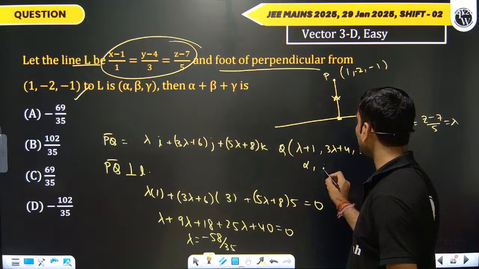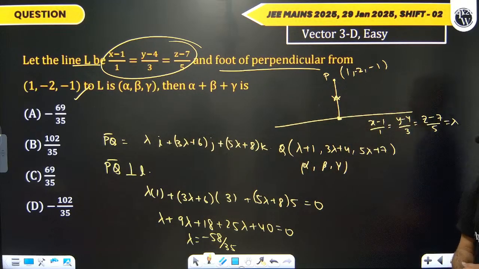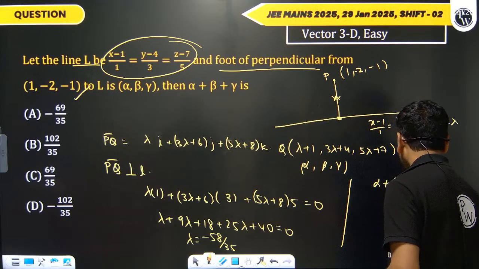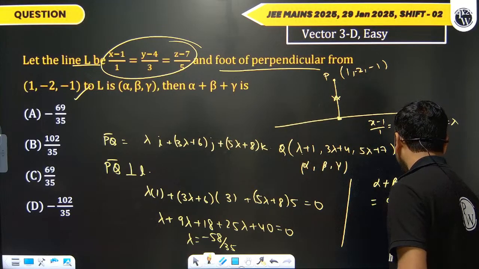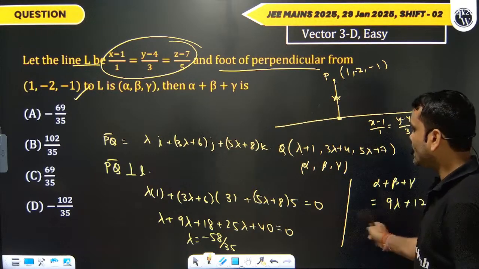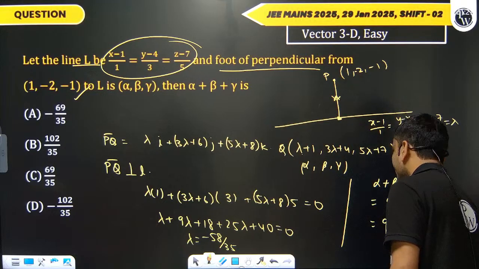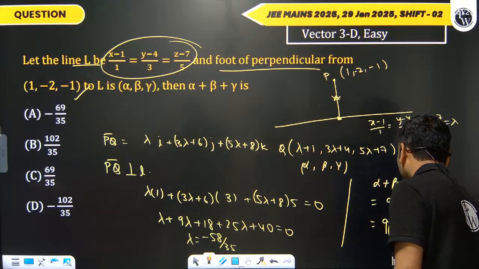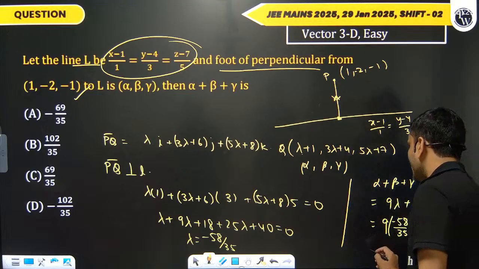This is nothing but alpha, beta, gamma, the foot of perpendicular. So if you add alpha plus beta plus gamma, what value will it come? Lambda plus 3 lambda plus 5 lambda, that is equal to 9 lambda plus 1 plus 4 plus 5, 5 plus 7, 12. And we already know the lambda value, so we will place this value here, minus 58 divided by 35 plus 12. Simplify it, you will get the answer.